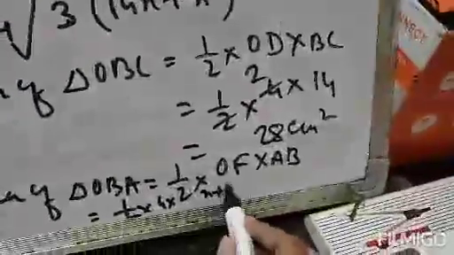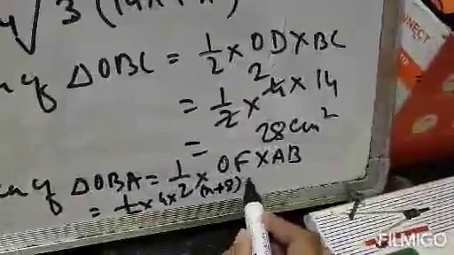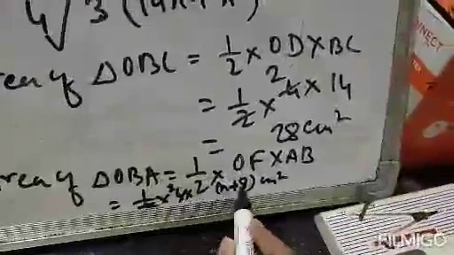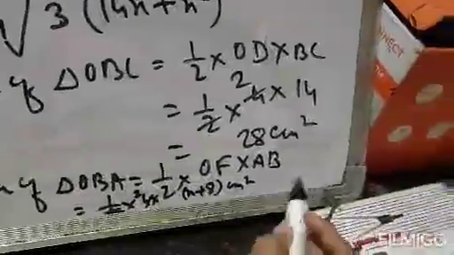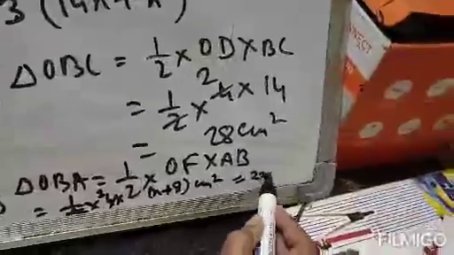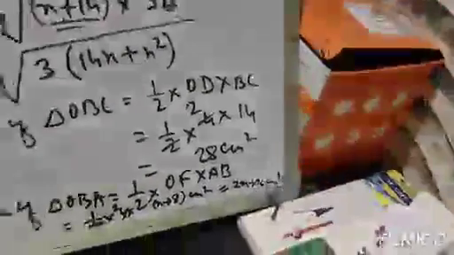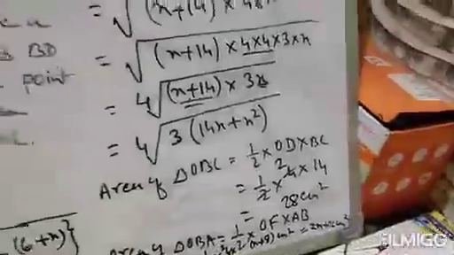And AB is x plus 8. So 1 by 2 into 4 into x plus 8 centimeter square. So 2 into x plus 8, that means 2x plus 16. So that is 2x plus 16 centimeter square, that is the area of triangle OAB. So we have another remaining triangle, that is OAC.